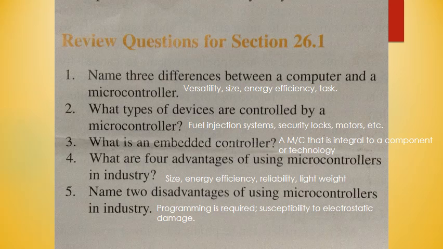Review questions for section 26.1. First, name three differences between a computer and a microcontroller. The differences are the versatility, the size, energy efficiency, and the task. Second, what types of devices are controlled by a microcontroller? Among the many are fuel injection systems in vehicles, security locks in many vehicles, and motors in industries all throughout the world.